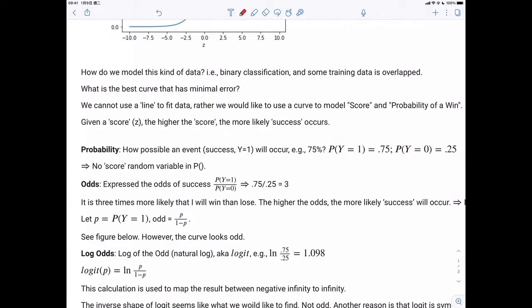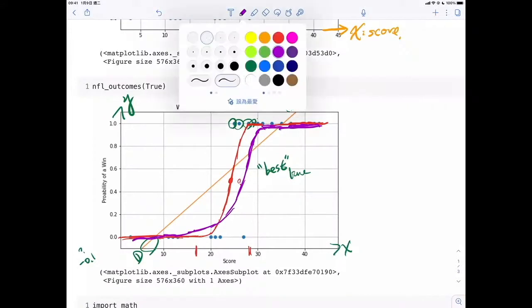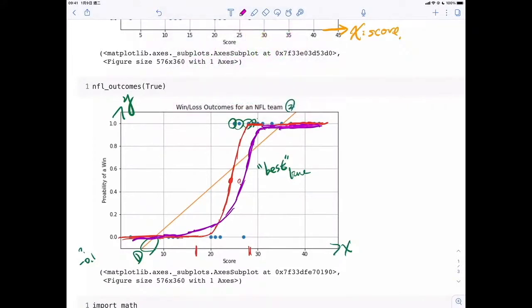So how do we model this kind of data? First, the target looks like a binary value. We would like to do such binary classification given x, and some training data is overlapping. For example, with 25 points sometimes you win and sometimes you lose, so it is overlapping. The red shape which I draw looks promising, right? But sometimes maybe there is another purple line which has a different shape, and it may look like this, right? Or sometimes you can find another pink one which is like this.